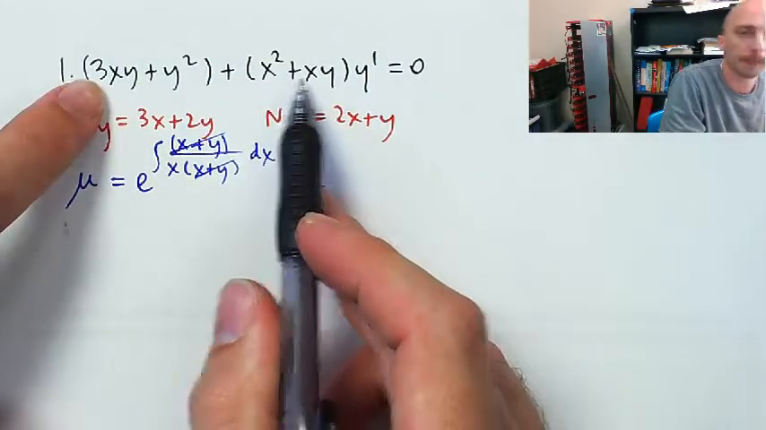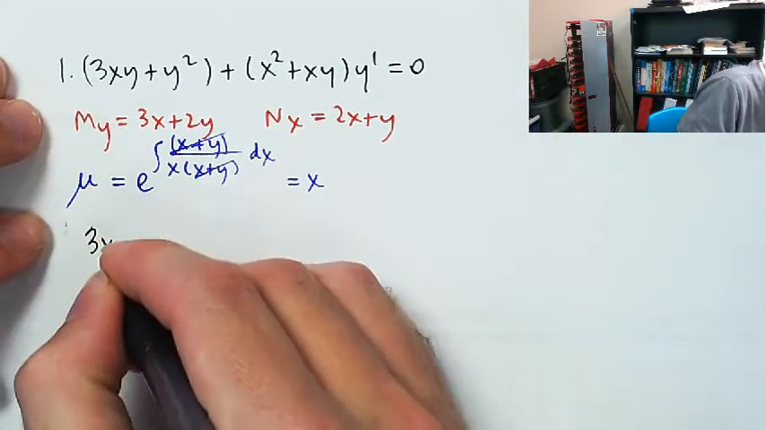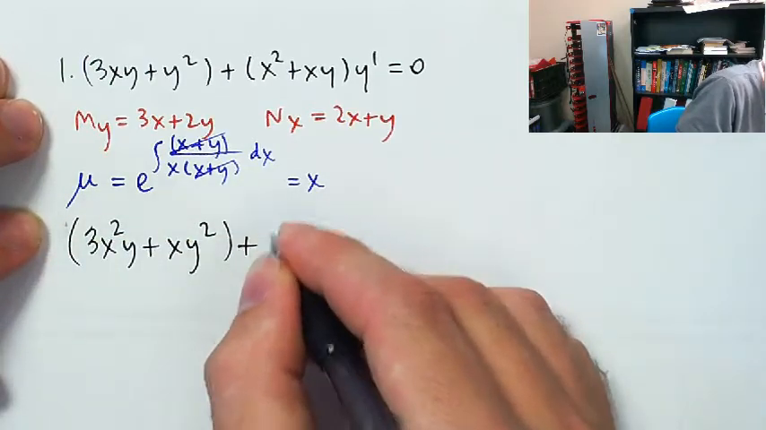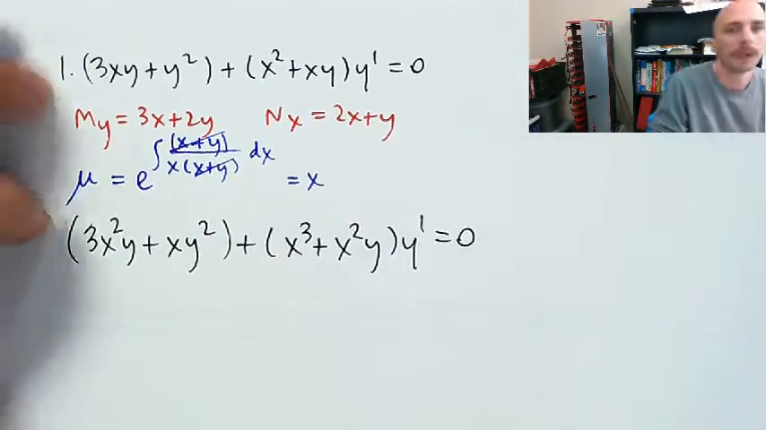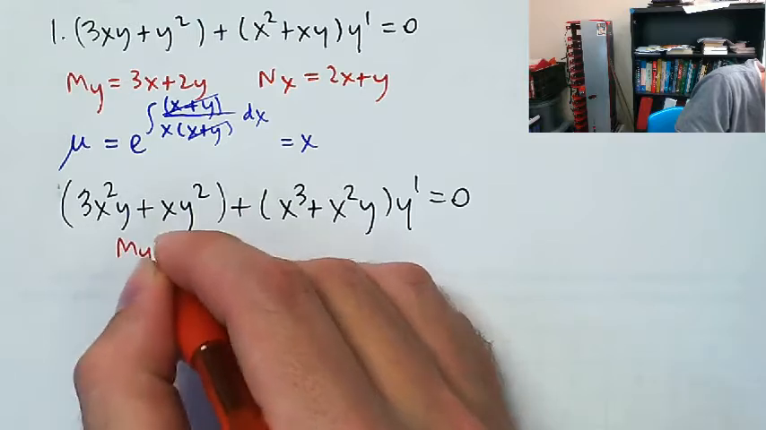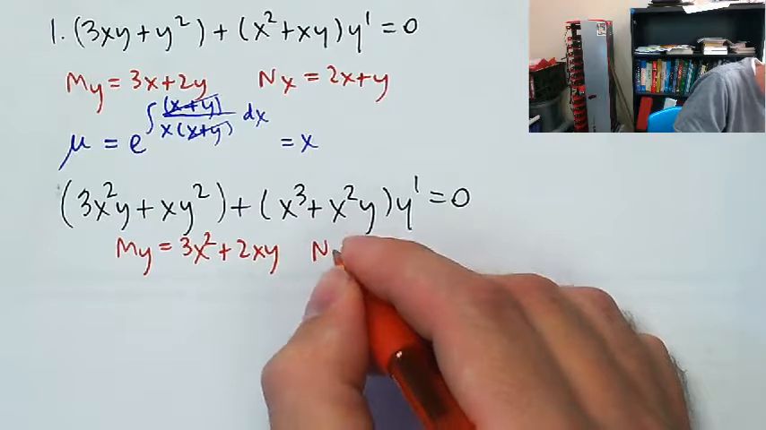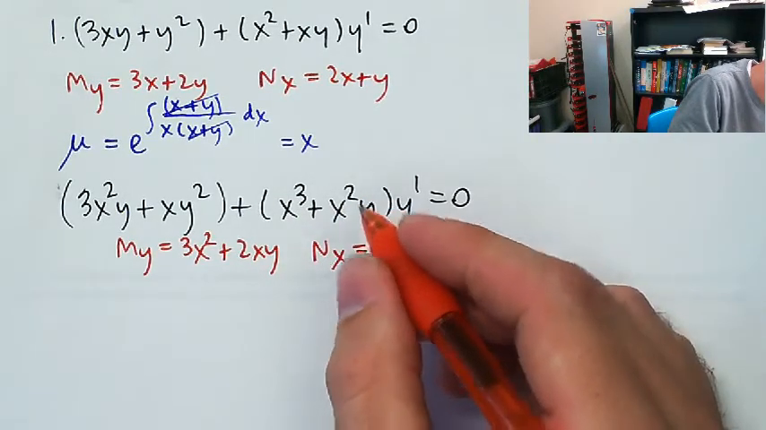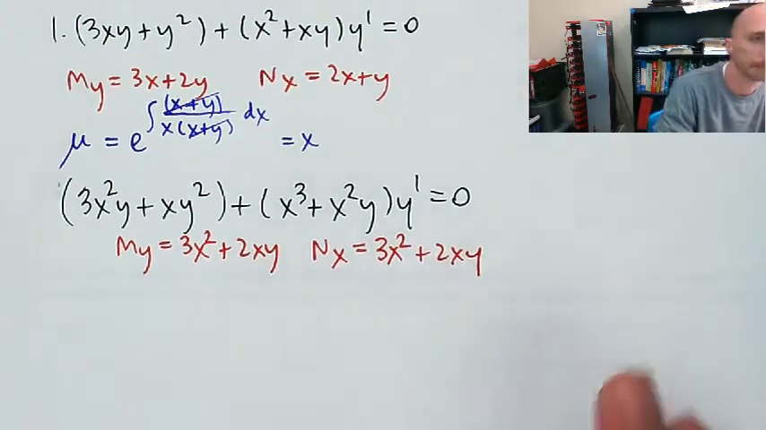So now I'm going to hit both sides of this equation, multiplying by x. I'll distribute to this thing and that thing. And so I'll have 3x squared y plus x y squared plus x cubed plus x squared y, y prime equals 0. And this will be an exact equation, right? Because if I check the partial of this with respect to y, that's going to be 3x squared plus 2xy. And if I take the derivative of N with respect to x, I'll get 3x squared plus 2xy. And see, that's the same, so I'm going to use the exact equations technique.